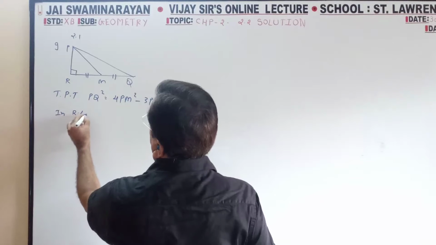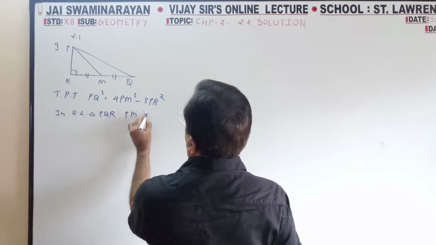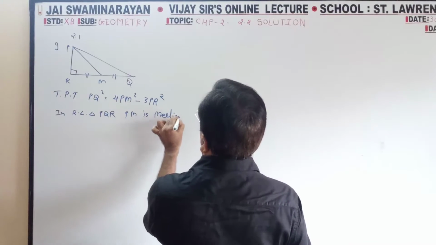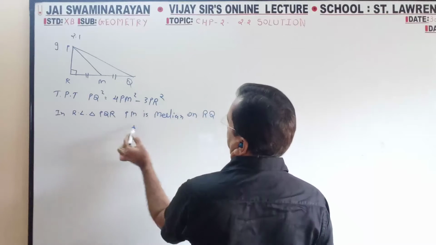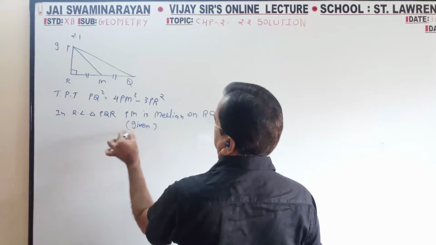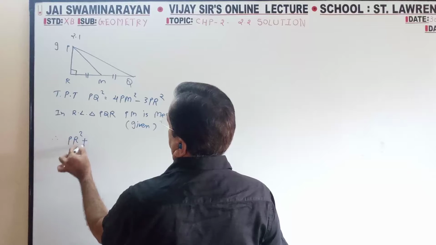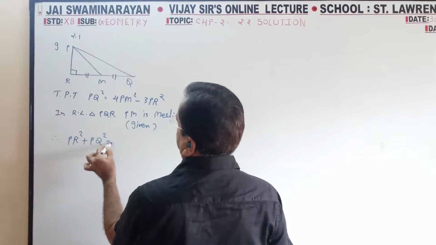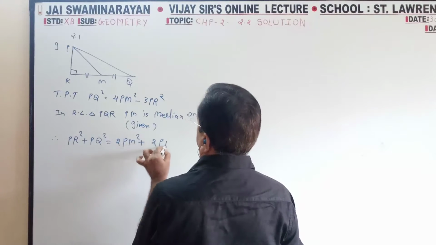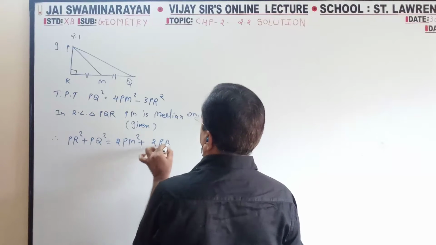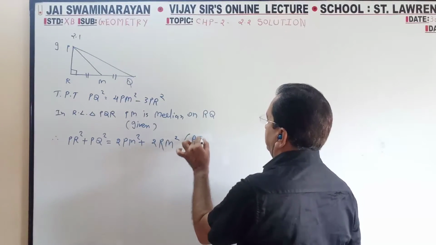In right angle triangle PQR, PM is the median on RQ given. Therefore, PR square plus PQ square is equal to 2PM square plus 2RM square. What is the Apollonius theorem? Apollonius theorem.